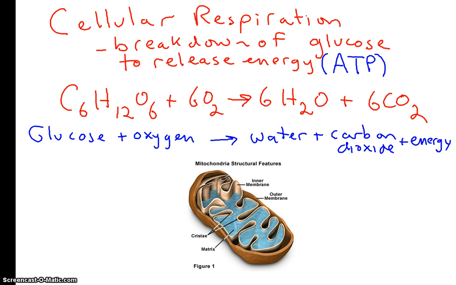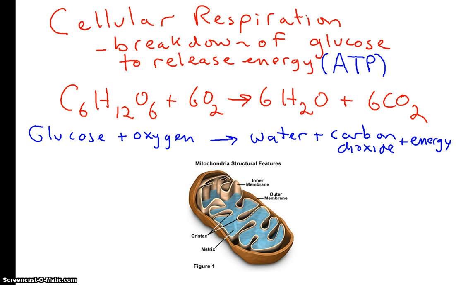So every cell in your body has mitochondria. That's the organelle. That's the powerhouse of the cell, and that's where cellular respiration works. So cellular respiration is the breakdown of glucose to release energy, and specifically energy in the form of ATP, adenosine triphosphate. That's the molecule that our body can use. That's the currency of the cell in terms of energy.